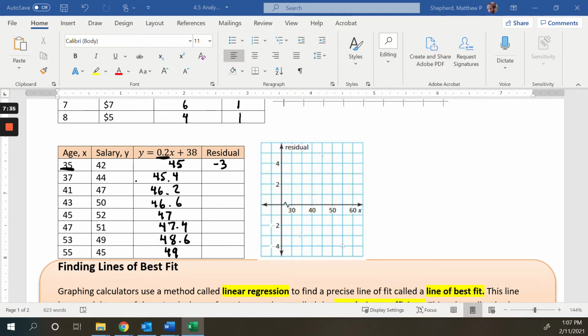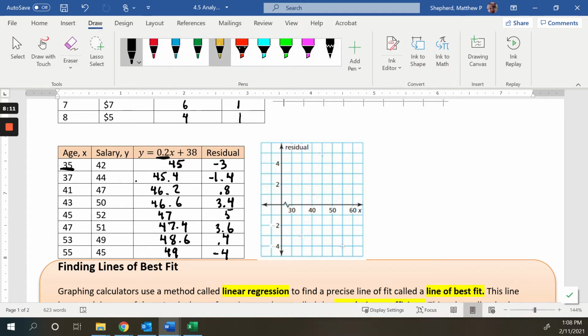All right, so now to find my residuals, I just need to do my subtraction. 44 minus 45.4 is going to give me -1.4. 47 minus 46.2 is 0.8. And we'll have 3.4, 5, 3.6, 0.4, and -4. All right, so let's go ahead and graph it.